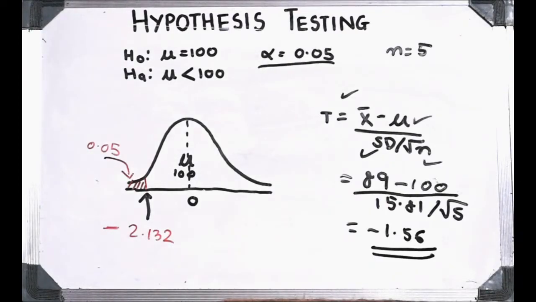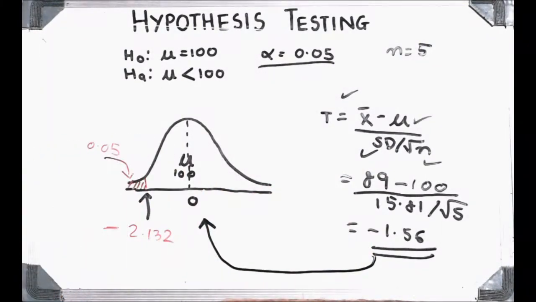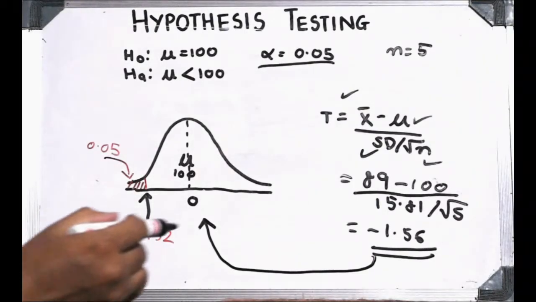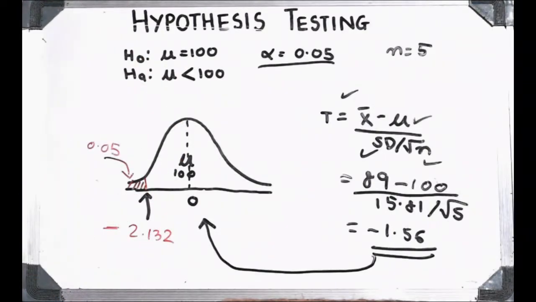Now what is the final step? The final step is to draw the conclusion. How do we draw the conclusion? We have to plot this value on this normal distribution curve. We have to check whether this value is lying in the rejection region or the acceptance region.